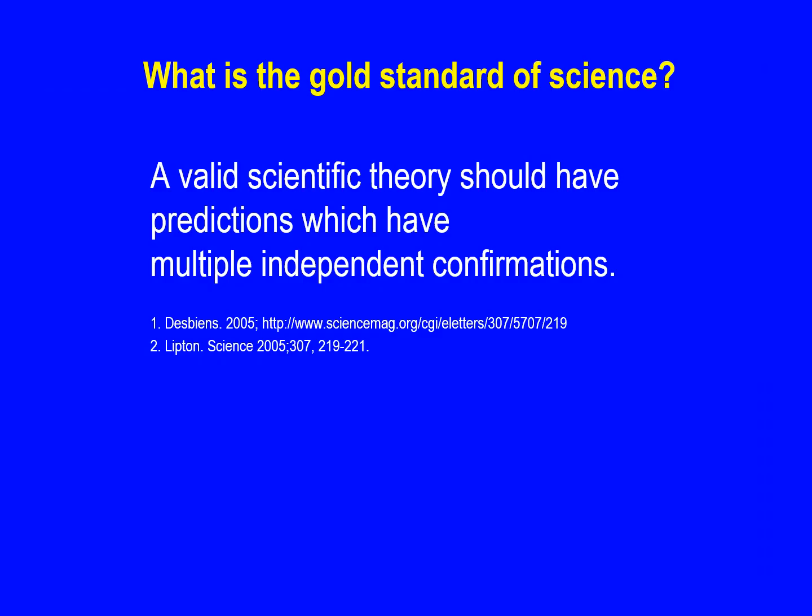So now I'm going to switch gear and discuss the basic acupuncture research. Because there have been a lot of studies and a lot of different models published in this field, I'm going to focus only on the model which has met the gold standard of science. So the gold standard of science is defined as the following. A valid scientific theory should have predictions which have multiple independent confirmations.